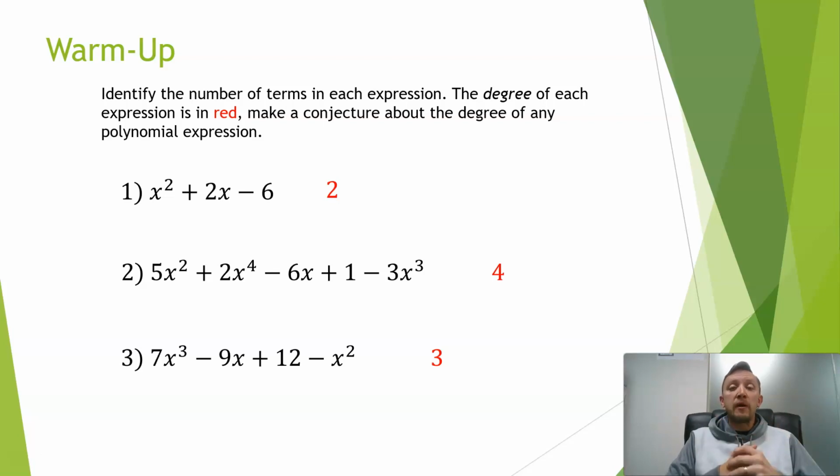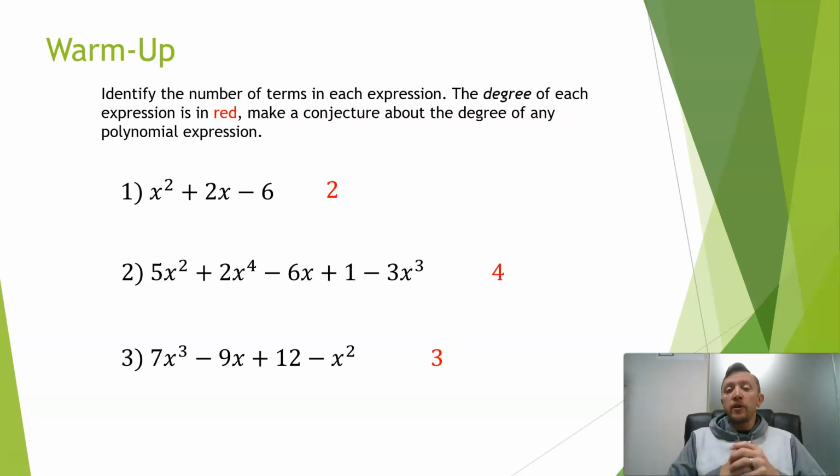All right, well, what did you come up with? Well, first off, that first polynomial has three terms, so a term is separated by a plus or minus. So in that one there we have three terms. The next one, we have five terms, because, again, you look at each individual piece that's separated by a plus or minus. And the last one would have four terms. So as you can see, there's not a connection between the number of terms and the degree of the polynomial.